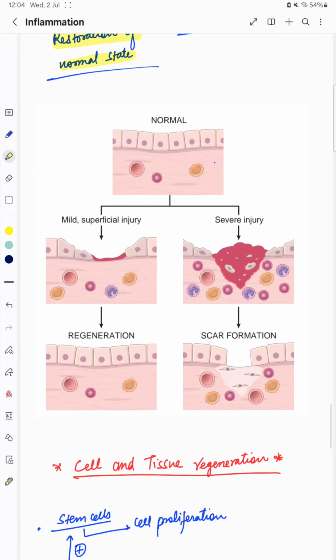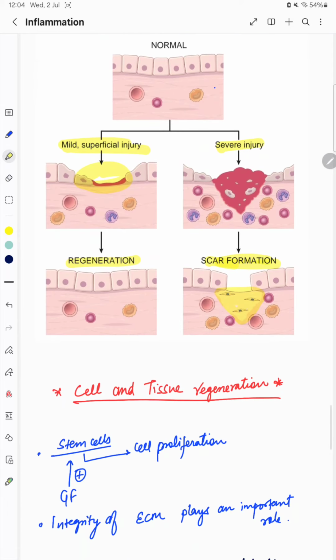This is the diagrammatic representation which depicts that in mild or superficial injury there will be regeneration or replacement of the denuded epithelial lining, and in severe injury, as we can see, the deposition of fibrous tissue and fibroblasts results in scar formation.